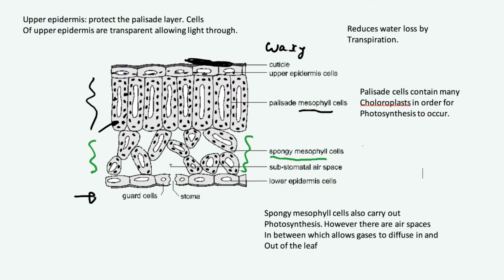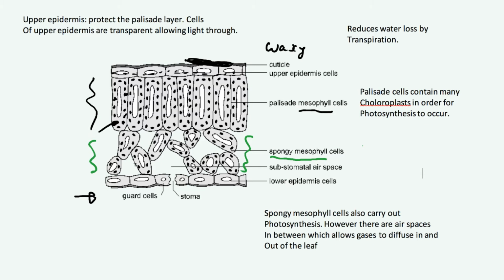If you think, photosynthesis requires carbon dioxide, and it also produces oxygen. So CO2 must be able to diffuse in, and oxygen is produced, and that must be able to diffuse out, right? Also, we have water vapor that can diffuse out of there as well. Water vapor is obviously water as a gas, and so that's why you have those spaces.